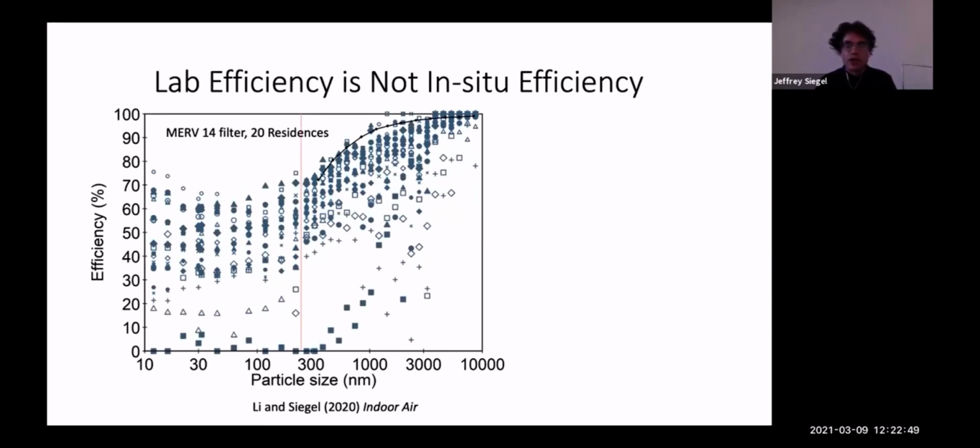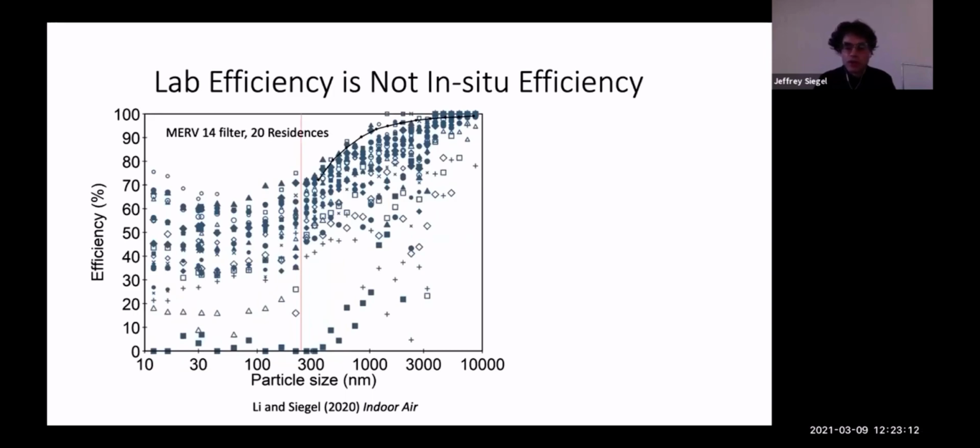And what you see in all the symbols are, each symbol is associated with a different home. And you can see that in general, not for all homes, but in general, the efficiency was lower as the filter was installed. And sometimes it's a lot lower, especially for some particle sizes. And so you really run into this issue where it's insufficient to pick a good filter.